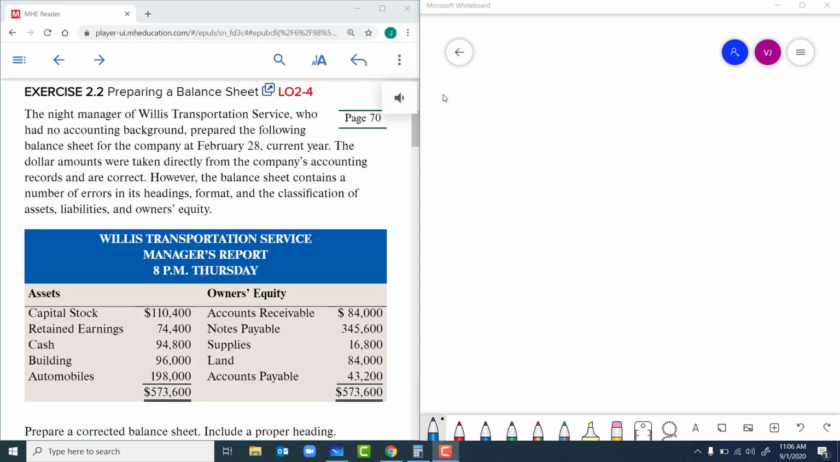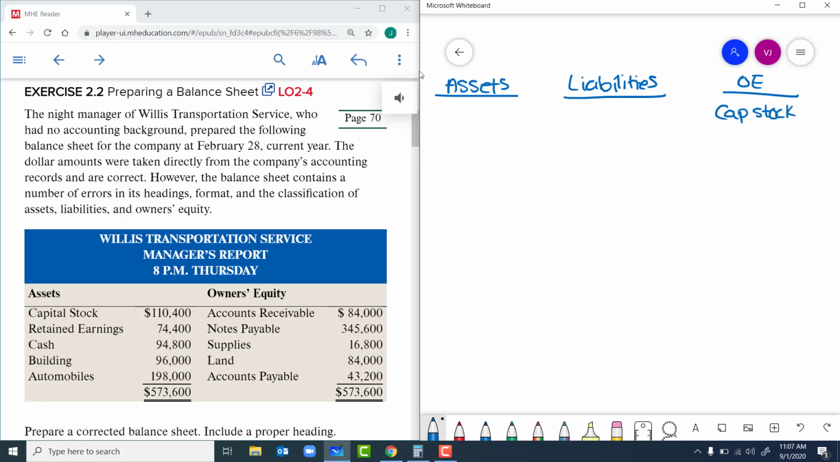So the very first thing I would suggest doing in this situation is making a list of assets, liabilities, and then owner's equity. Go through each of those and decide which category it fits under, and then use those categories to set up the balance sheet. So we start on that list. First one, capital stock, $110,400. Is that asset, liability, or part of owner's equity? Well, we know it's part of owner's equity, so I'll put capital stock there.